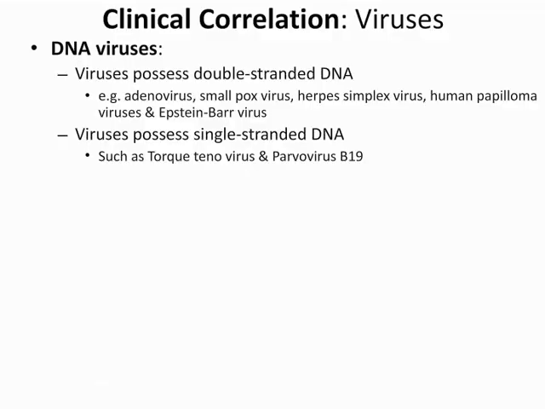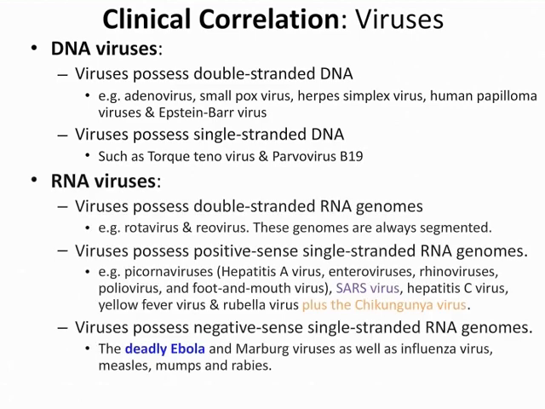So this slide is Objective 11, your clinical correlation, knowing the different types of viruses containing both DNA and RNA, plus examples of each. So DNA viruses possess double-stranded DNA, are adenovirus, smallpox virus, herpes simplex virus, HPV, and Epstein-Barr virus. So viruses that involve single-stranded DNA could be torque teno virus and parvovirus B19.